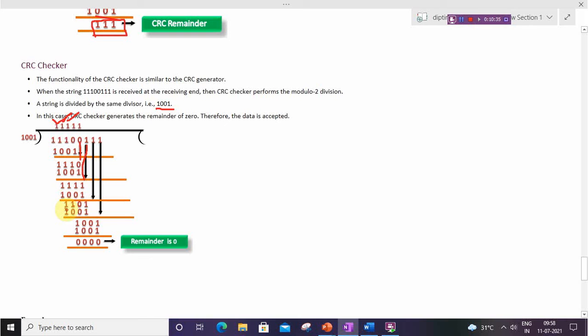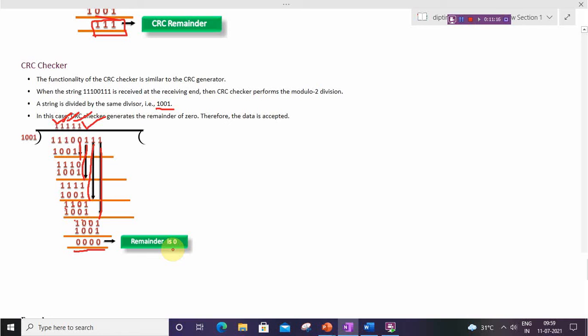Then 1110, then the next one will come down here, then again we put 1 in the quotient, then 1001, here 1 1 is 0, 0 0 will be 0 and 1 0 will be 1, 1100. Then the last one will come down, 1001, then by putting 1 in the quotient, 1001, the remainder will be 0000. If the remainder is 0000, it means the remainder is 0, that means there is no error and the receiver will accept the data.